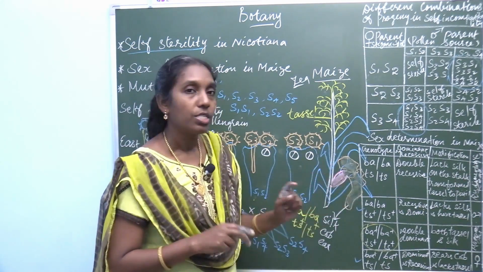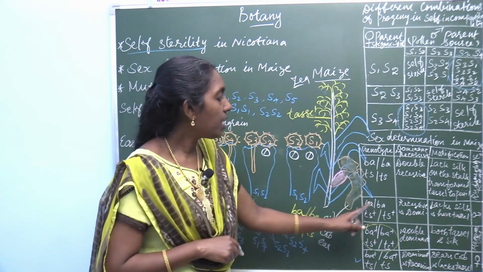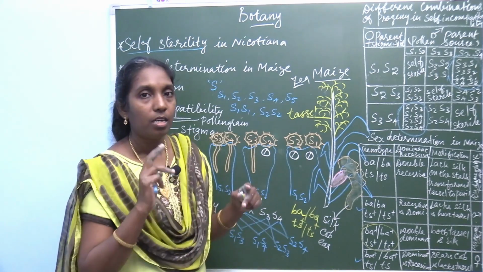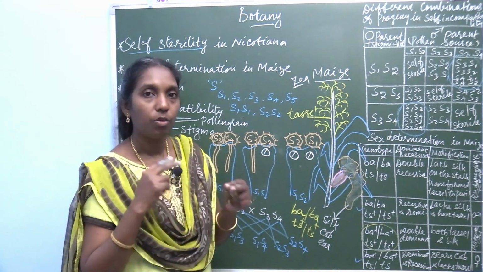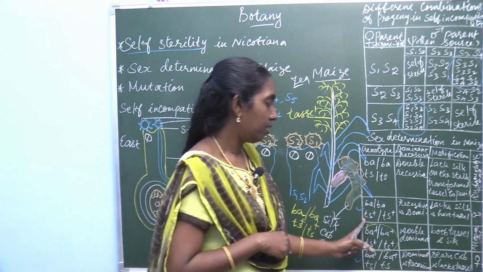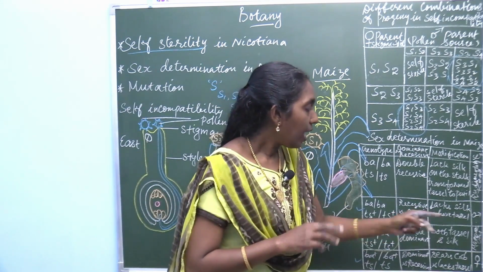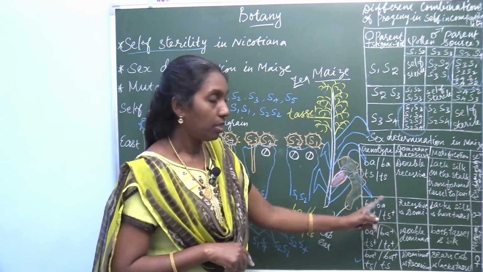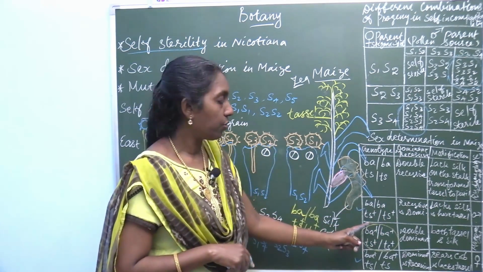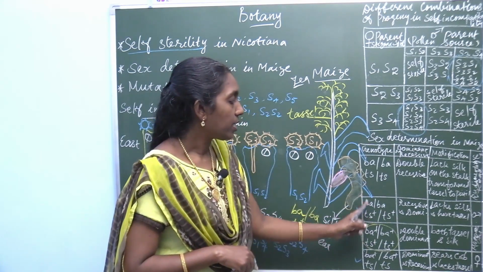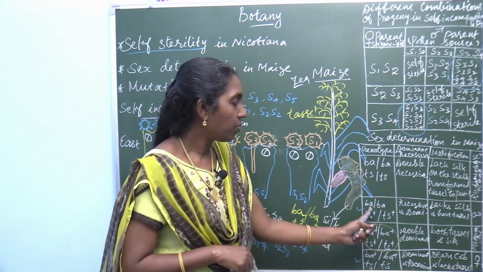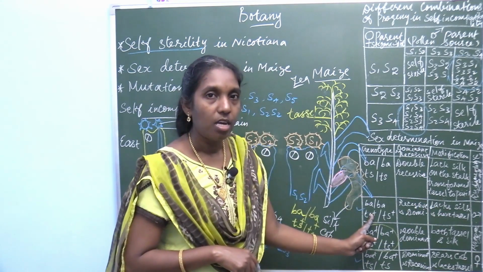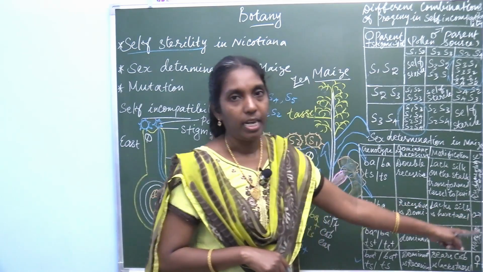So, the expression is rudimentary female. And the second genotype, recessive BA with dominant TS, it lacks silk and has tassel. So, this genotype is familiar to you. If dominant and recessive are present, it expresses the dominant character. Here dominant is TS, so it expresses male.